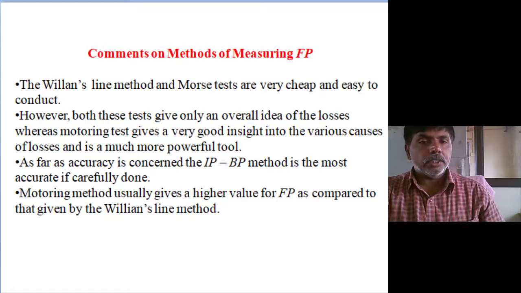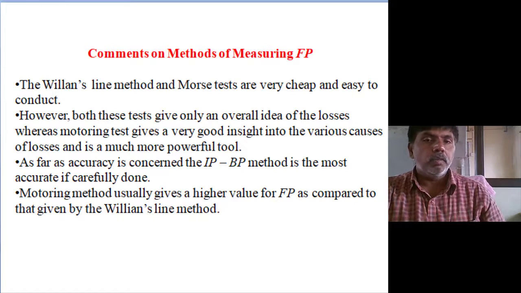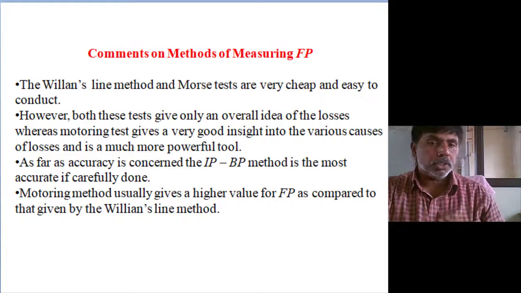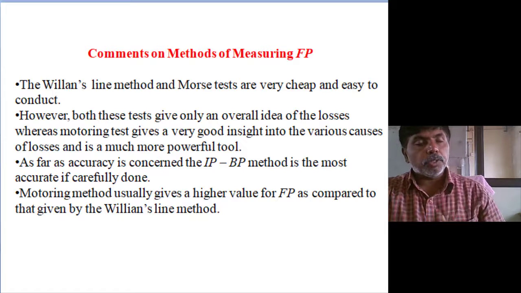Generally, if the motoring test is done properly, it gives a higher frictional power value compared to the Williams line method. The Williams line method is very cheap and easy, as I already mentioned. It can be used for indirect injection engines, but we can't use it for petrol engines; it is applicable only to diesel engines. For multi-cylinder engines, the Morse test is good. For all types of engine, indicated power minus brake power is good. Okay, with this I am ending frictional power.